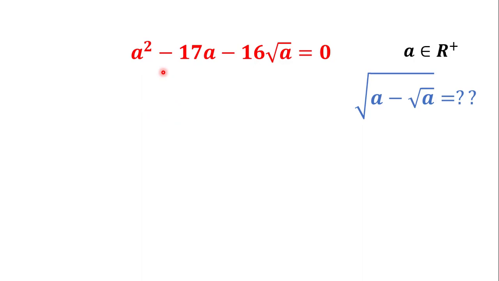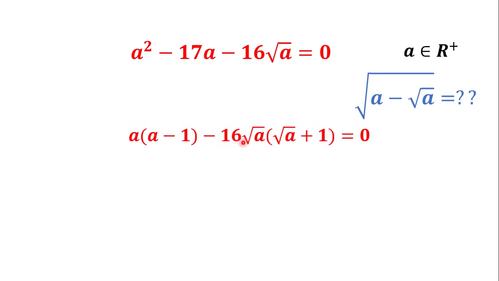In the first step, we can write minus 17a as minus a minus 16 times a. Now we can factor out a from this term and this term. So we're going to get a times a minus 1. Also, we can factor out minus 16 times radical of a from these two terms. We're going to get minus 16 times radical of a times radical a plus 1.